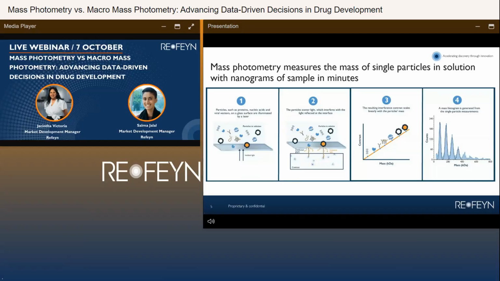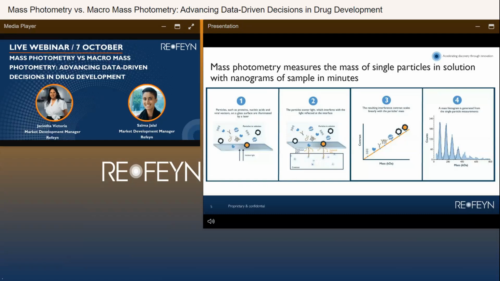And then what we can do is do a calibration measurement. So you just measure a calibrant before you measure your samples that you're interested in, and we can convert that contrast signal into a mass signal, as the contrast signal scales linearly with the mass of the molecules.